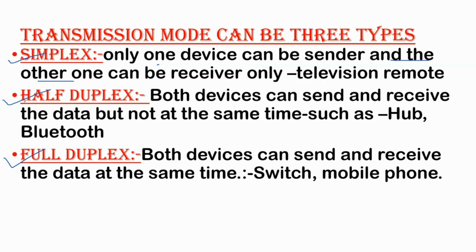Right? And second is half duplex. Half duplex means both devices can send and receive data, but not at the same time. We have an example, Bluetooth. Everyone, I think, has used Bluetooth. Suppose you send data from one device to another device. When this process is complete, after that the second device can send data to the first device. Right?